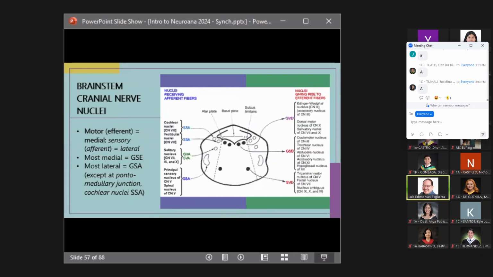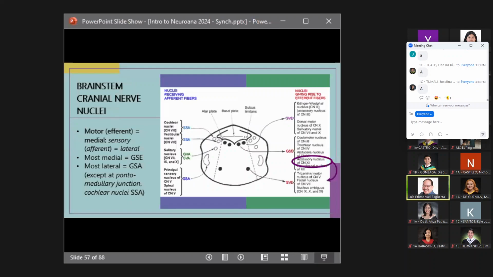And then the most lateral are the GSA, somatic afferents. The exception is at the pontomedullary junction, where the cochlear would be the most lateral. But on the rest of the cuts, the GSA ones, which are the spinal nucleus of cranial nerve 5, are located most laterally.